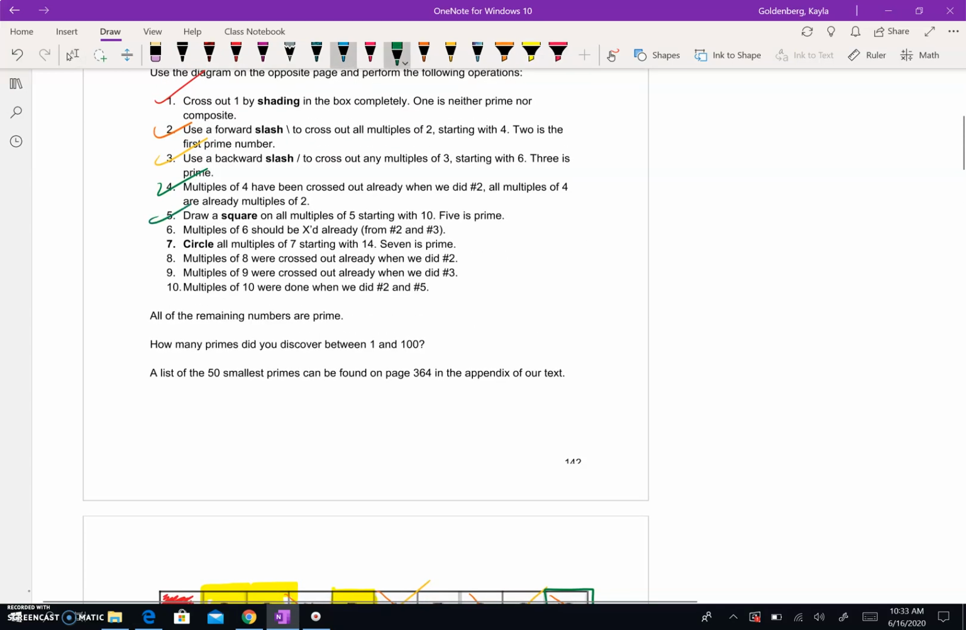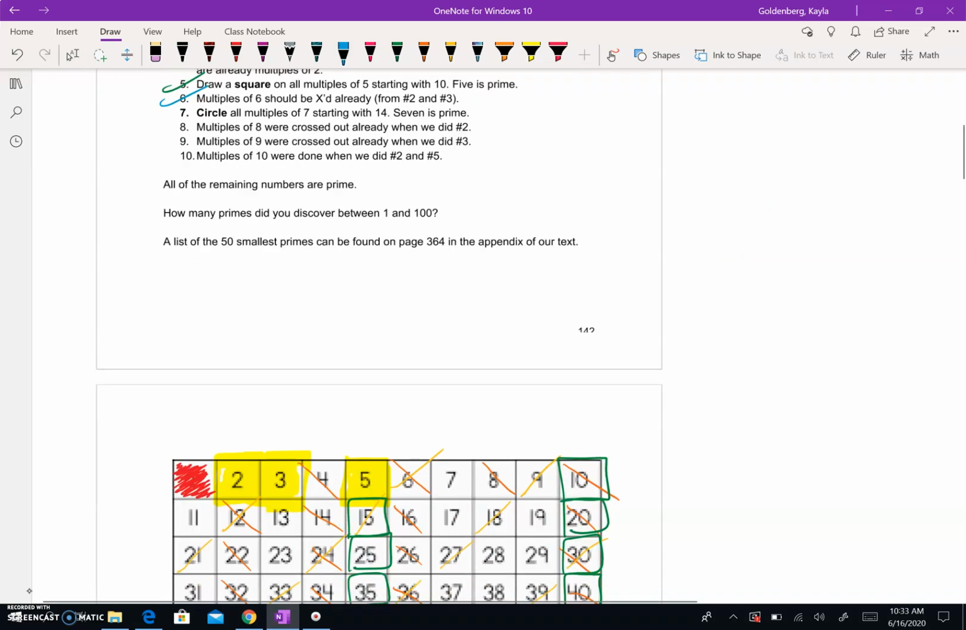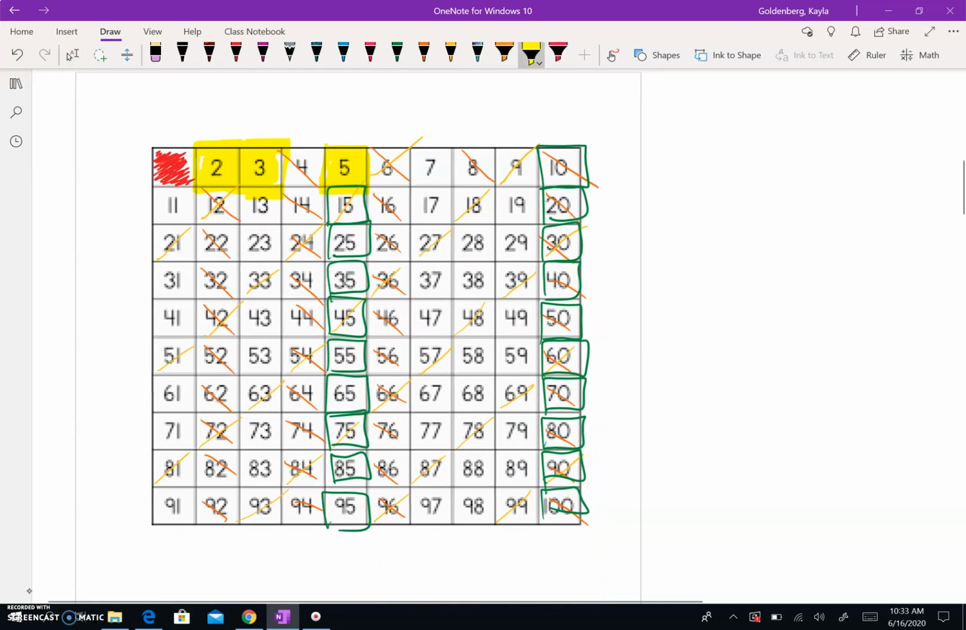Okay, next step. Multiples of 6 are already x'd out because they have 2 and 3 that go into them, which is kind of nice. So all your multiples of 6 should already be gone. Circle all the multiples of 7, starting with 14, as 7 is prime. 7 only has 1 and 7.